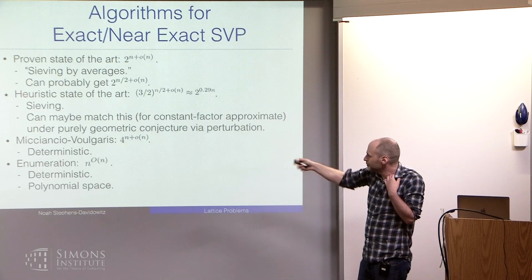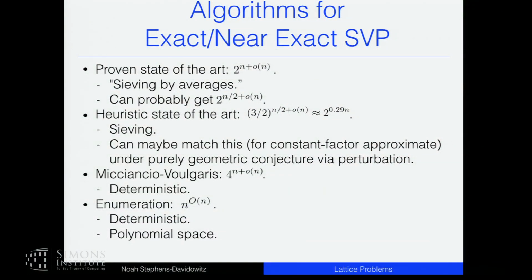And these use sieving. I just want to mention that it's possible that we can get this under purely geometric conjectures, which I think would be pretty cool. There's also these 2 other algorithms which are harder to categorize. There's Machantel Vulgaris, which runs in 4 to the n time, and there's this whole class of algorithms, enumeration, which is interesting because it runs in polynomial space and also because it works quite well in practice. Okay.